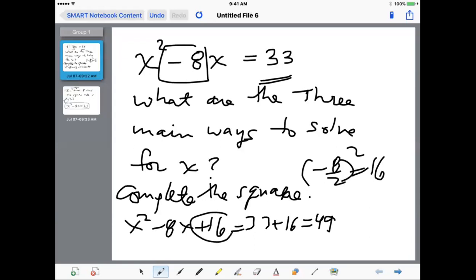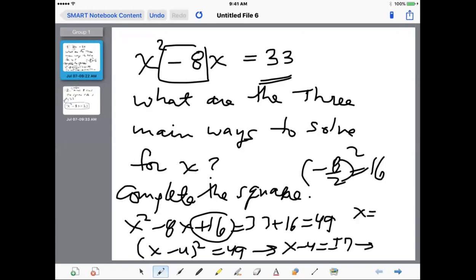By adding the 16 here, the left side becomes (x minus 4) squared. And then you can take the square root of both sides. x minus 4 equals plus or minus 7. And then finally, you can add 4 to both sides. So x equals 4 plus or minus 7, which is 11 and negative 3. So there are 2 answers. That's the completing the square process. I just want to remind you of that because we're going to revisit it a little later.